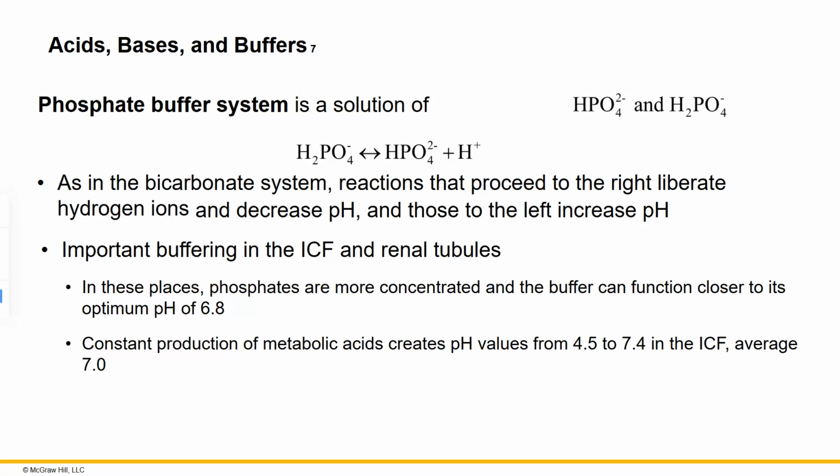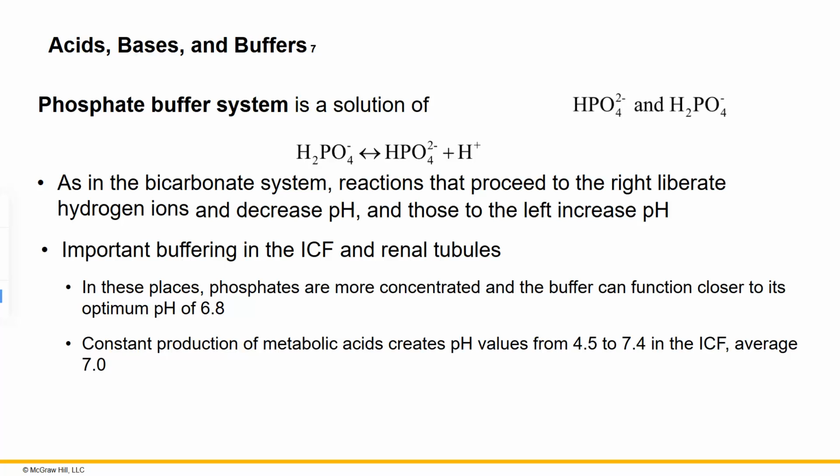The phosphate buffer system is a solution of monohydrogen phosphate and dihydrogen phosphate. Dihydrogen phosphate can be converted to monohydrogen phosphate and a free hydrogen. Depending on the direction it goes, it can either donate a hydrogen to reduce the pH, or it can accept a hydrogen to increase the pH.